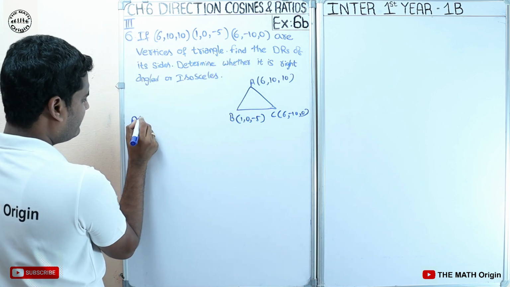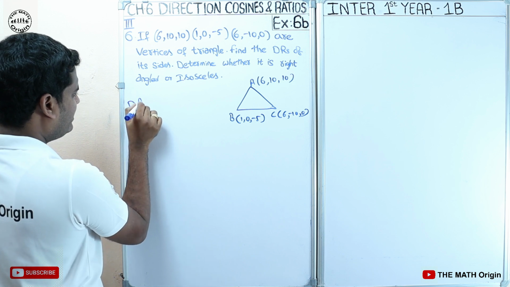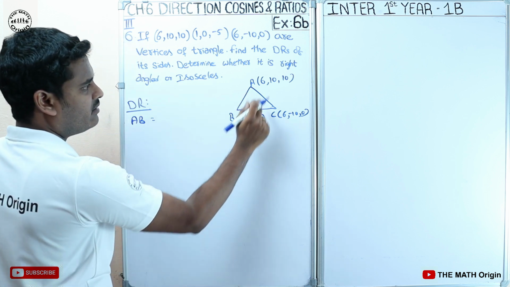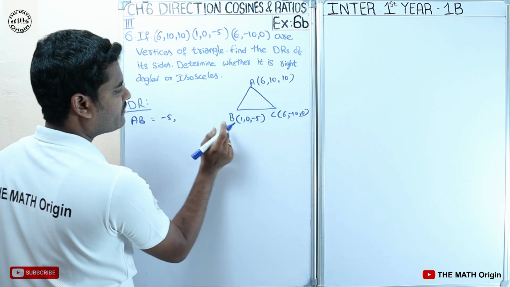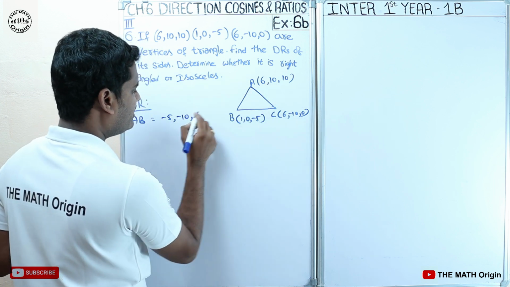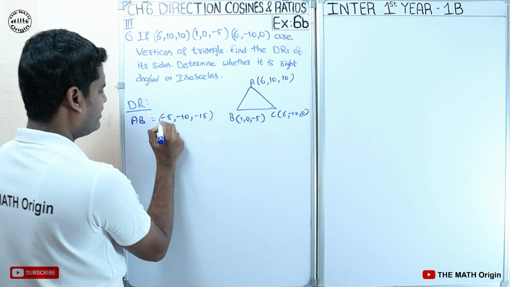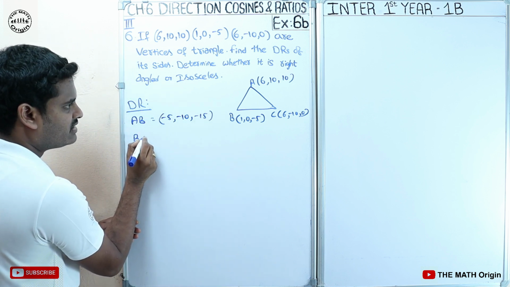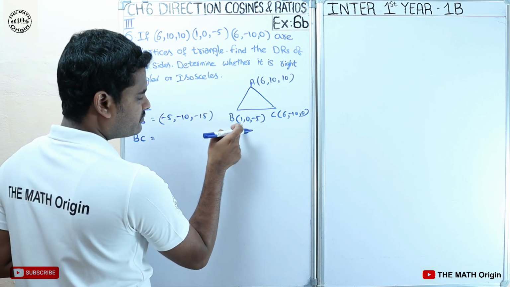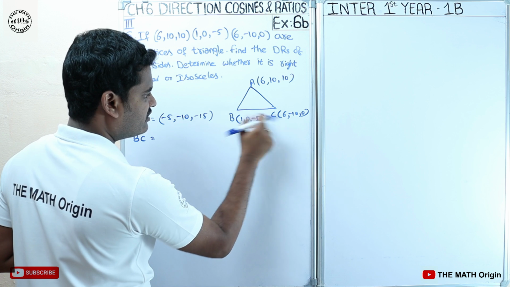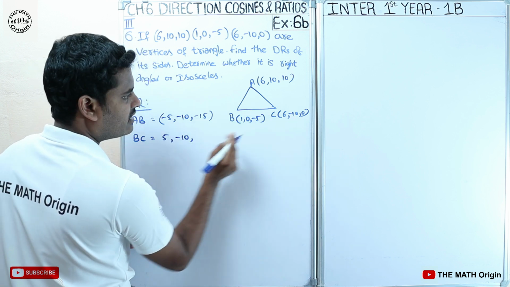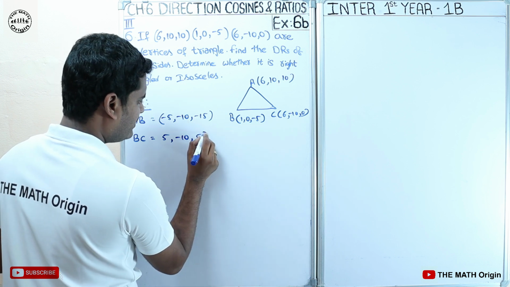Let's take first AB. We are finding DRs. DRs of AB equals x2 minus x1: 1 minus 6 is minus 5, 0 minus 10 is minus 10, minus 5 minus 10 is minus 15. AB we got. Now let's check for BC: 6 minus 1 is 5, minus 10 minus 0 is minus 10, 0 minus of minus 5 is plus 5.